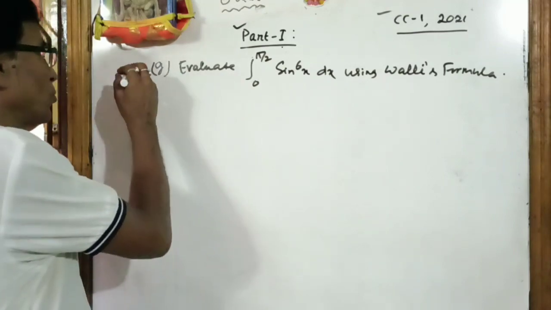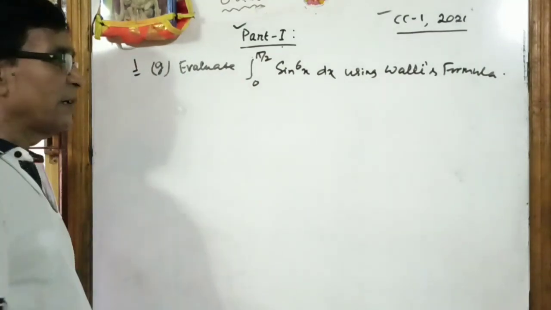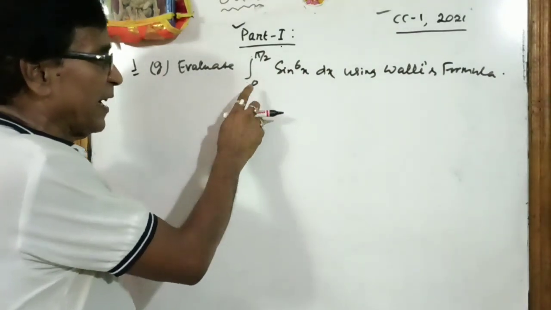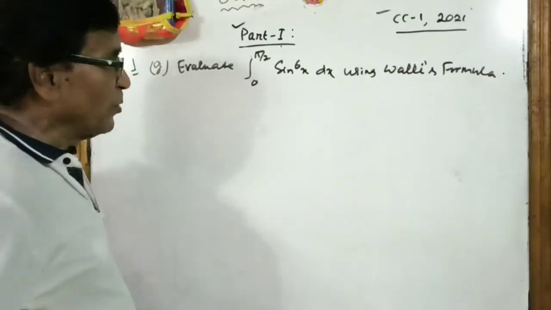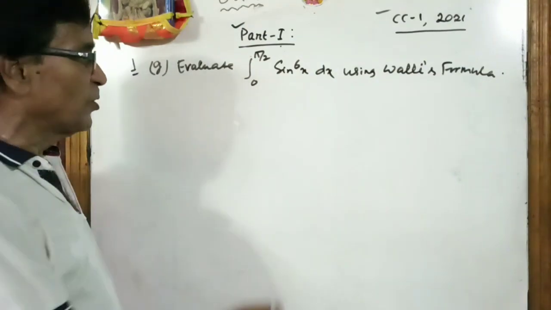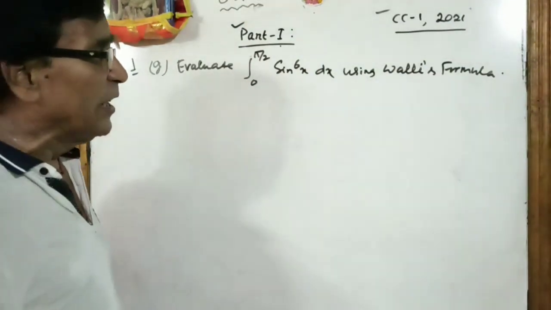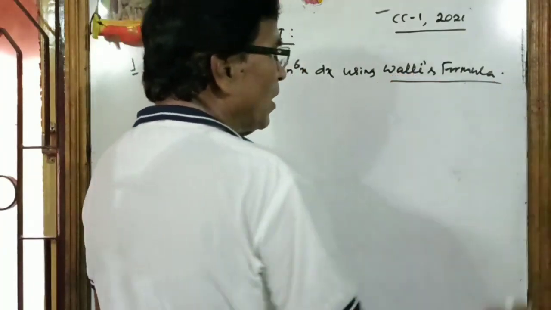Okay, here next is question number 1G. Evaluate the integral from 0 to pi by 2. In the question paper, it is wrongly printed as from 2 to pi by 2. Actually, it should be from 0 to pi by 2 of sine to the power 6x dx, using Wallis formula.